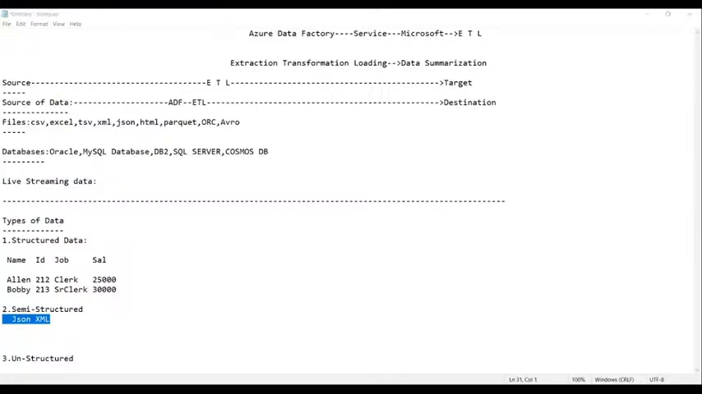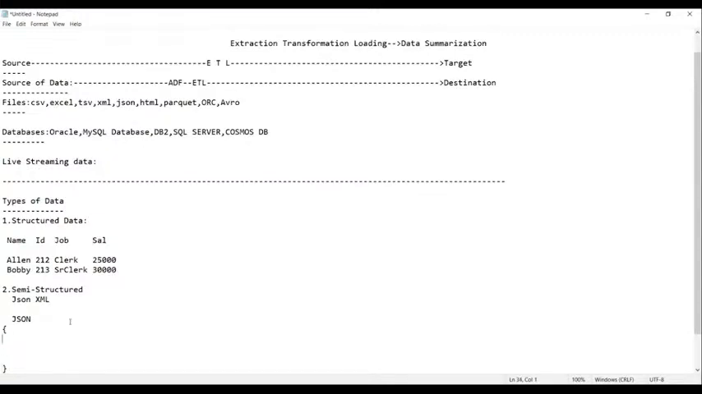Okay, guys. So now let us start with semi-structured data. Let's see how the data appears in a JSON file. So I'm writing the JSON file here. In a JSON file, the data is recorded in the form of key value pairs, and it will be recorded in curly braces.